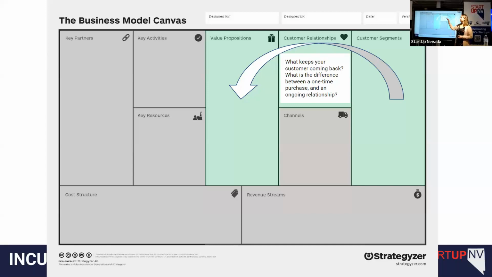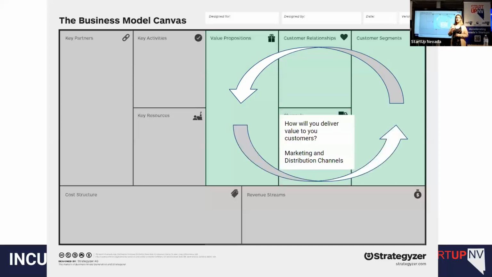Okay. And the reason that we draw this arrow this way is because this is how your customer is interacting with your product. Whoa, what did I do? You touched, don't worry, yeah. It's a smart board.